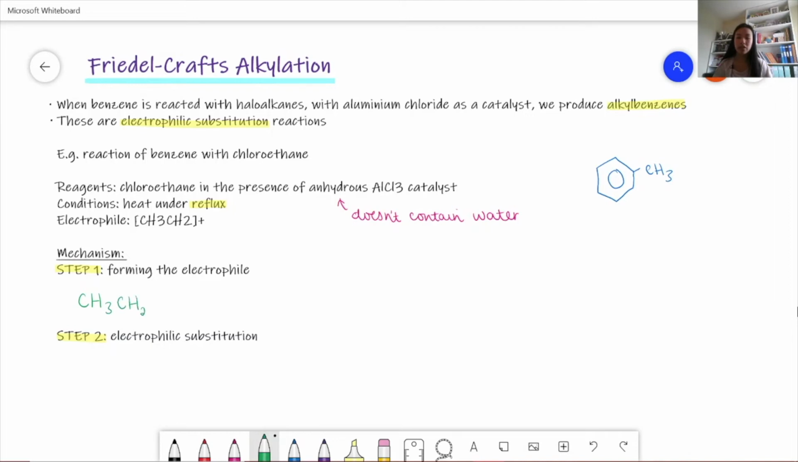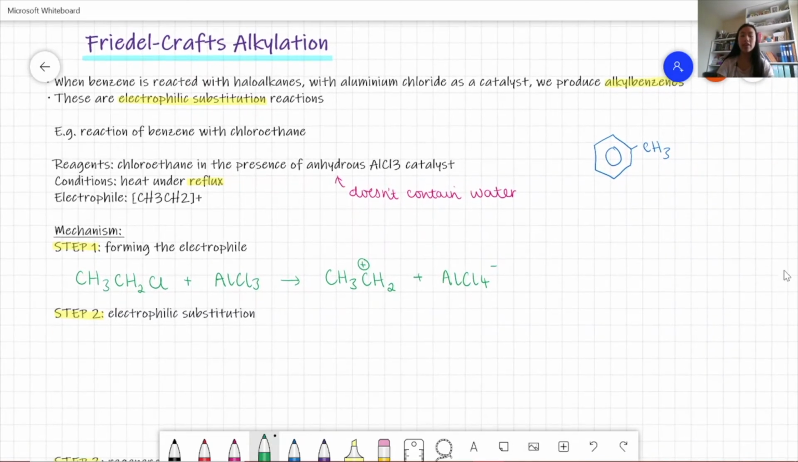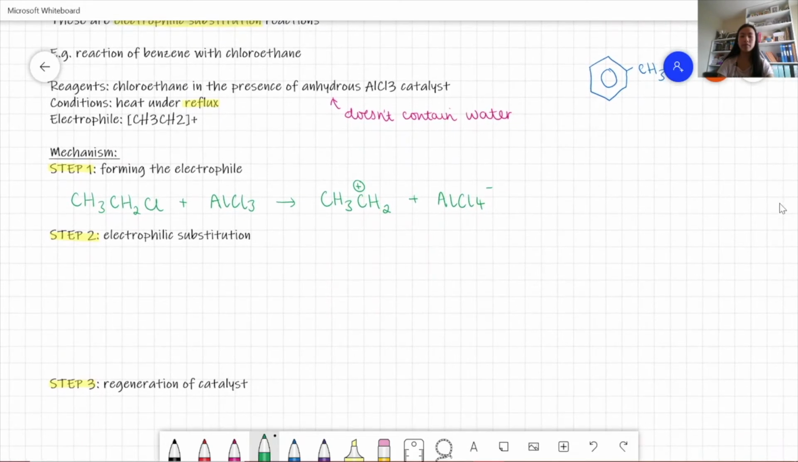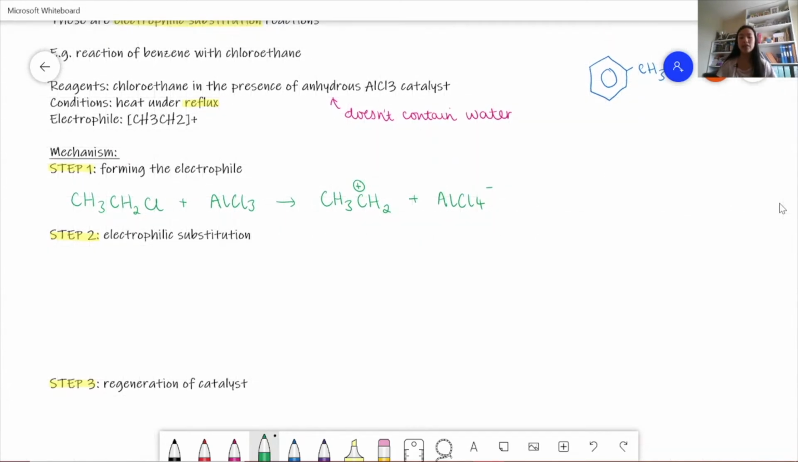So we have chloroethane, that's CH3CH2Cl, and we react it with the catalyst AlCl3, and then we can form CH3CH2, and we have a positive charge on this carbon, and also AlCl4-. And then what happens is that we can then use this electrophile to substitute into the benzene. And we've got that area of high electron density in the benzene. So what we have is benzene, and then we have the electrophile, so the CH3CH2+.